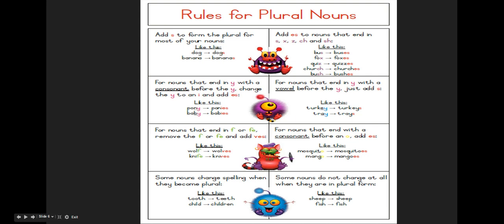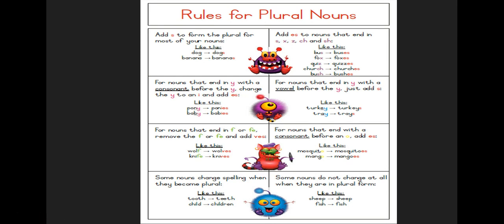Church, churches. Bush, bushes. For nouns that end in Y with a consonant before the Y, change the Y to I and add ES. So if it ends in Y with a consonant before it, we add IES. So we have ponies and babies. Nouns that end in Y that have a vowel before them, you just add S. So turkeys, trays would be examples of that.